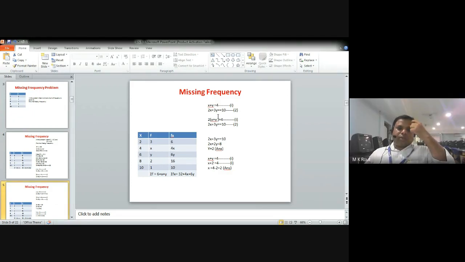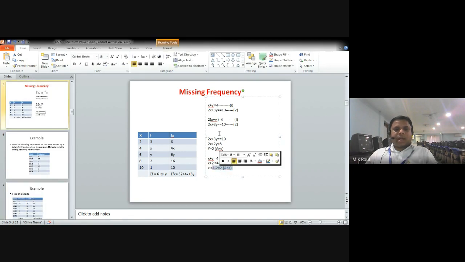Okay. If you solve this one by multiplying equation 1 by 2, that is 2x plus 2y equals 8. If you simplify this one, y equals 2, and put the value in equation 1, x plus 2 equals 4. If you calculate, x is equal to 2. The answer is 2 for x and again 2 for y. Just highlight it in bold color. Just note down.